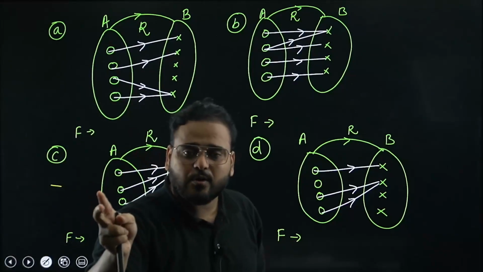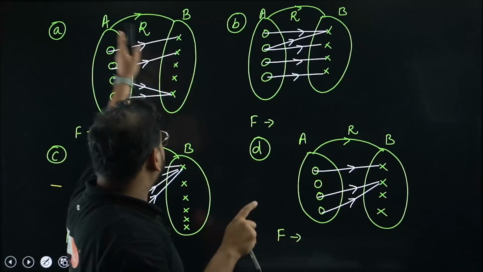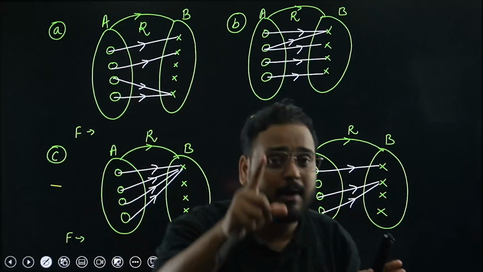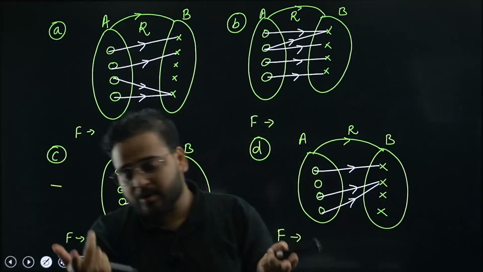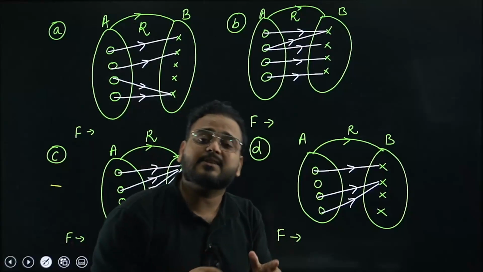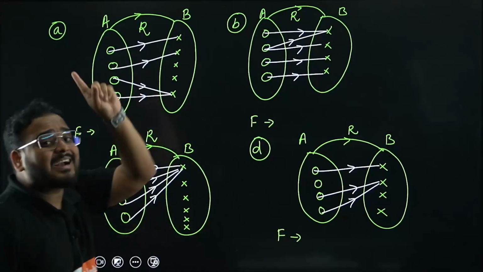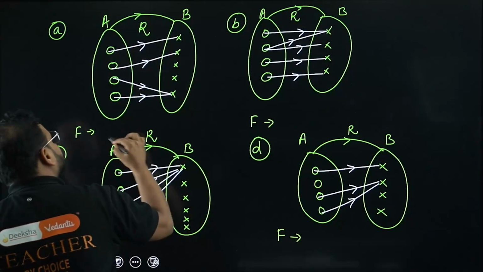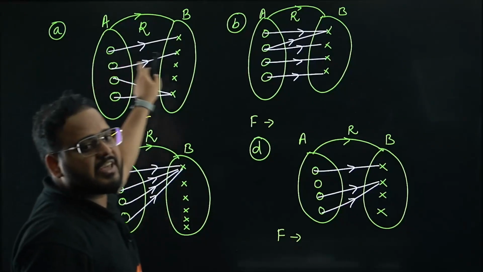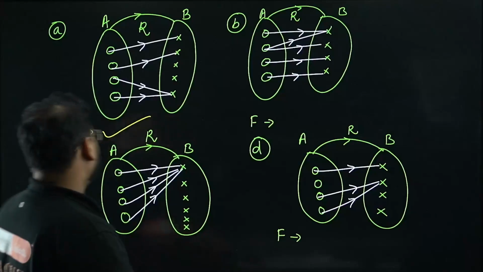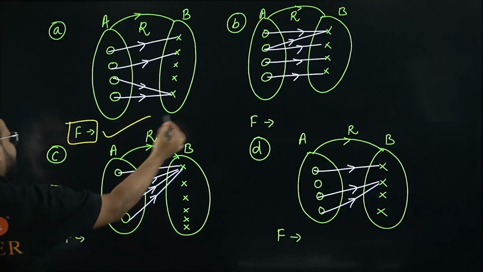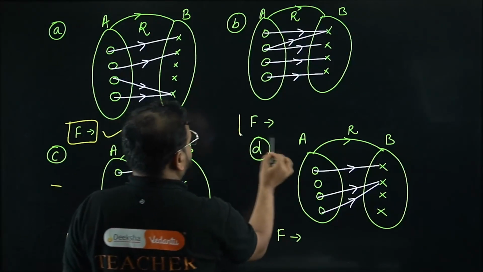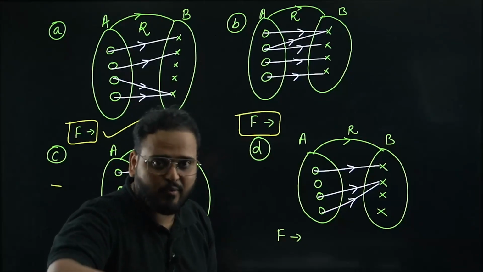So that is the condition. The first condition was that every element in the domain should have a mapping, should be related to some element in the codomain. Of course, that's what mapping means. And the second was that each one should have exactly one. So of course this given relation, the first case, is a function. Function is ticked. I hope case A is clear. Let's move on to case B.